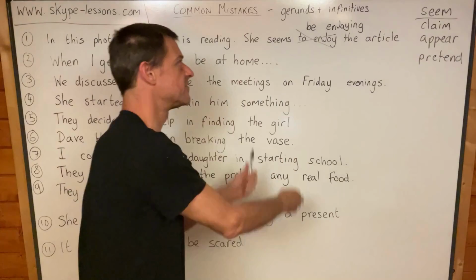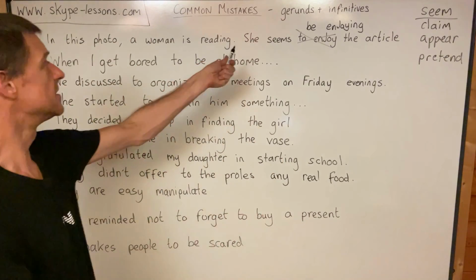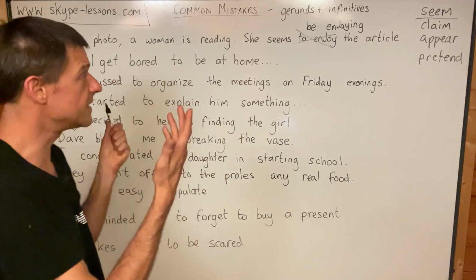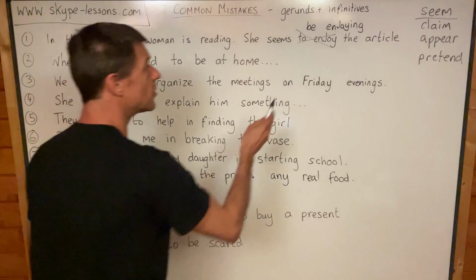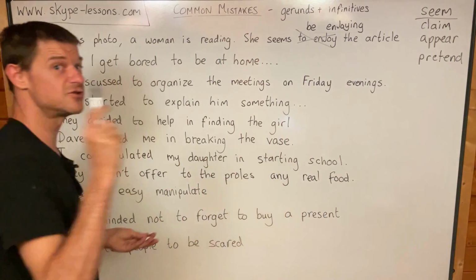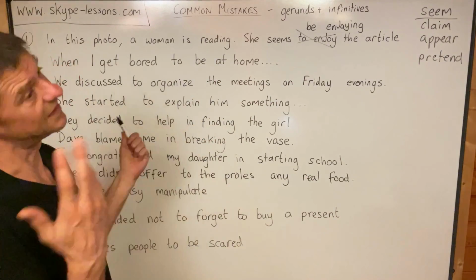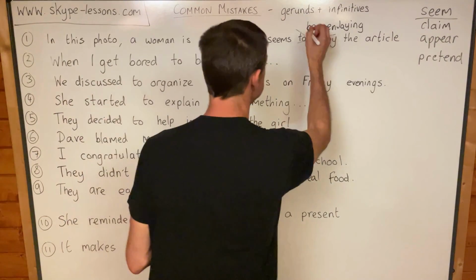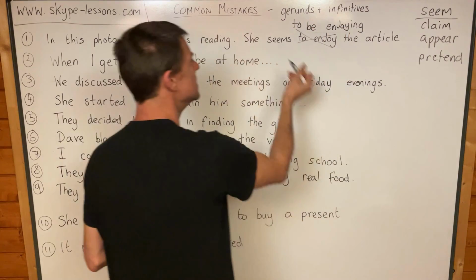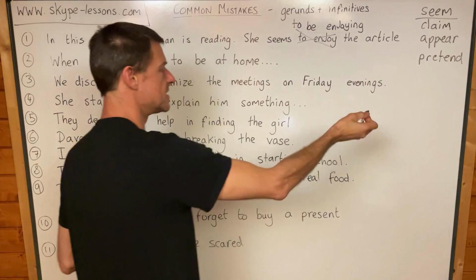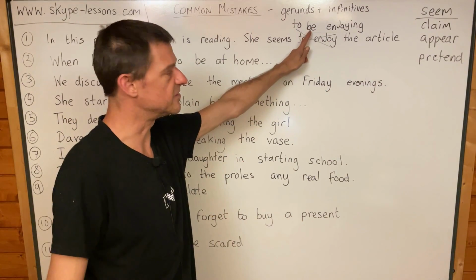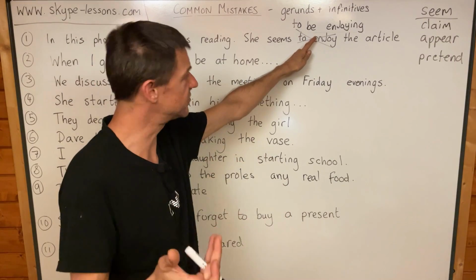If you are describing a photo and you use seem to describe one of the people in the photo, please use a complex form. It's dangerous not to. If you use the simple form, she seems to enjoy, it's a mistake. You've got to say she seems to be enjoying, and yeah, it needs a to. She seems to be enjoying the article. That is to plus infinitive in the continuous aspect.